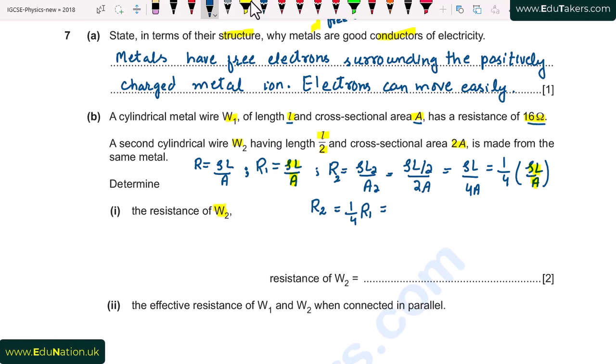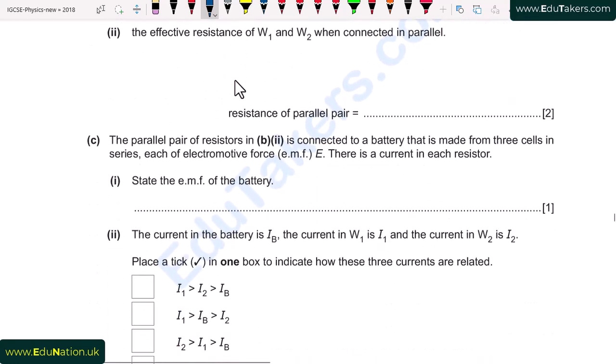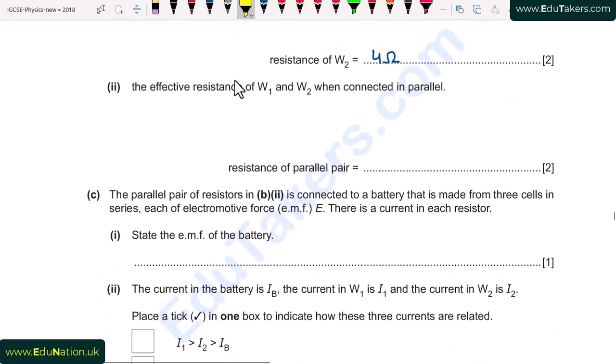So here R1 is given as 16 ohms. It will be 1 over 4 into 16 and it comes to be 4 ohms. So the resistance of the second wire, whose length is half and cross-section area is double, is 4 ohms. I write here resistance of W2 is equal to 4 ohms. Part 2. The effective resistance of W1 and W2 when connected in parallel. So both of these wires are connected in parallel. In parallel combination, it is the first wire while it is the second wire.